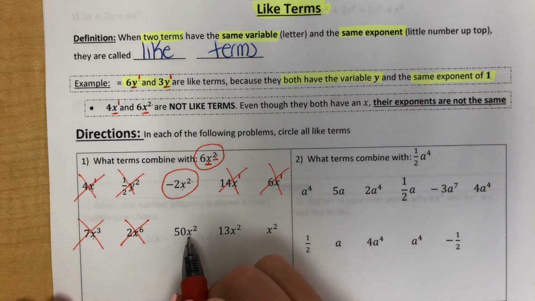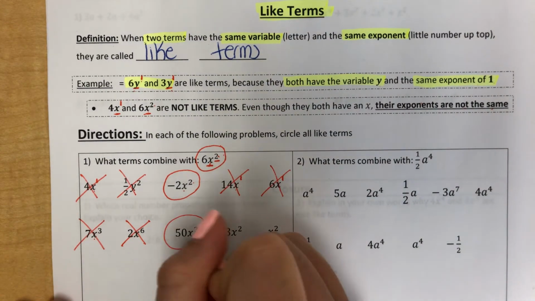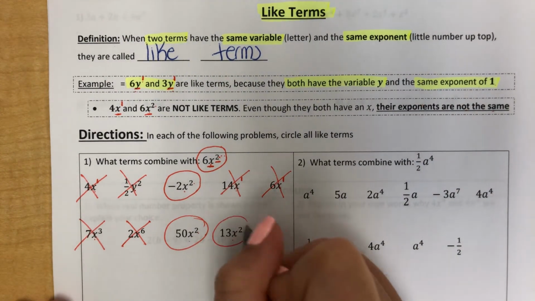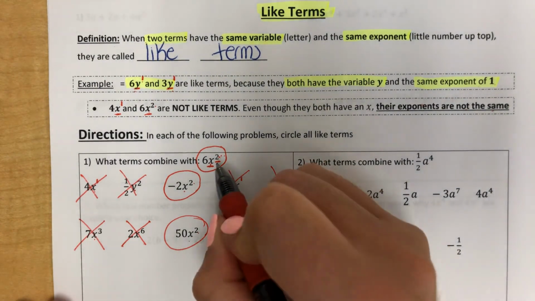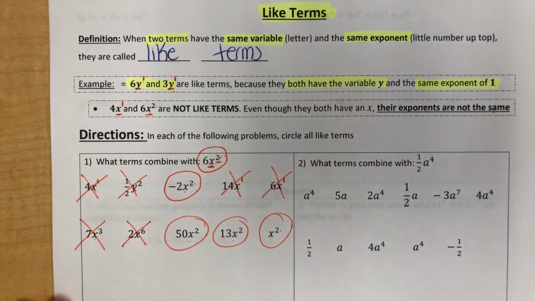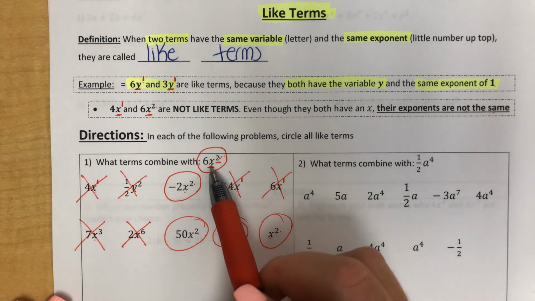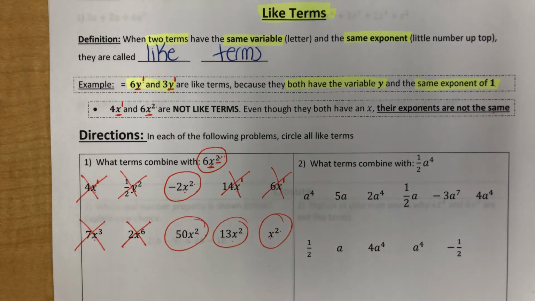Oh, x squared, matches. X squared, matches. X squared, and it matches. All right, so that's how you would do number 1. You just need the letter and the exponent, that is it. All right, so I want you to try number 2. At this point, again, just pause the video and try identifying those like terms.